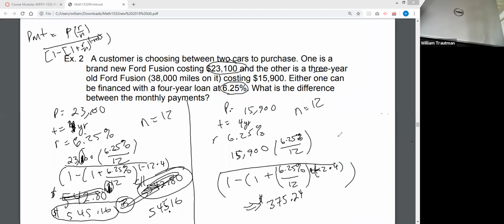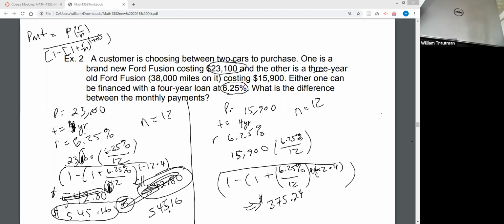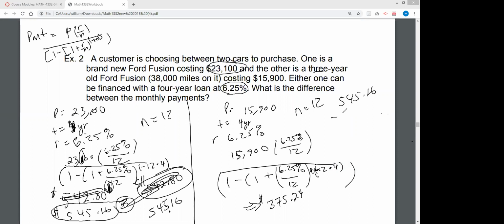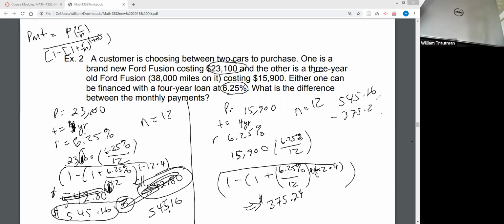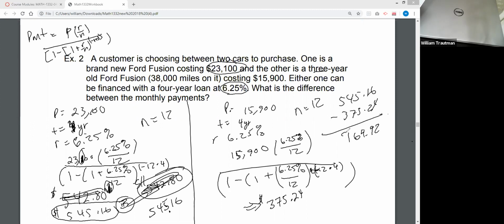Okay. So the question is, what's the difference in monthly payments? Just subtract the two. 545.16 minus 375.24. What's the answer? 169.92. So the difference in monthly payments is 169.92. Difference just means subtract the two. That's not too bad.